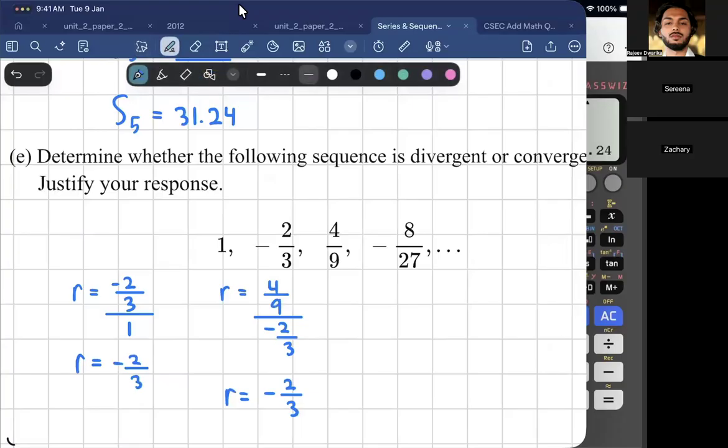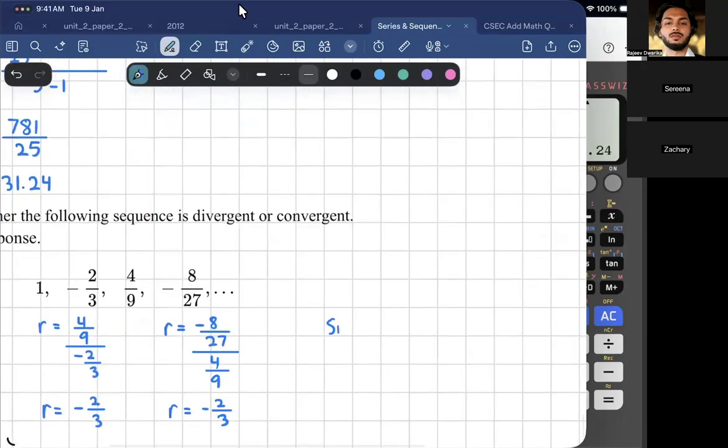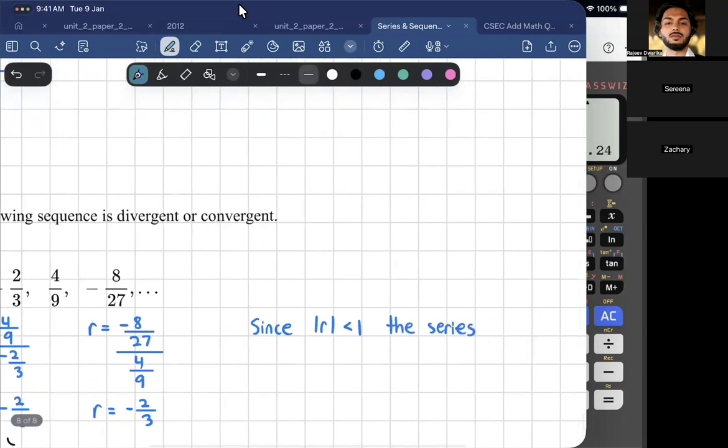And if you want, you could do it for this one. So minus 8 over 27 all over 4/9, and you will get minus 2/3. So now you're going to say, since the magnitude of R is less than 1, the series will converge.